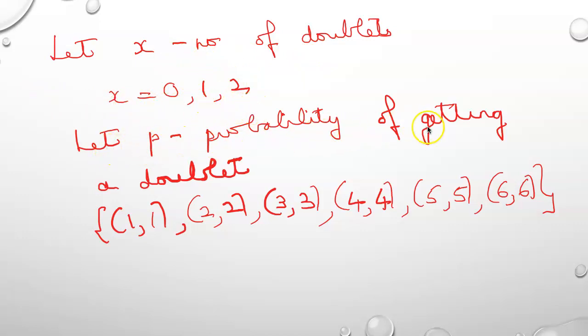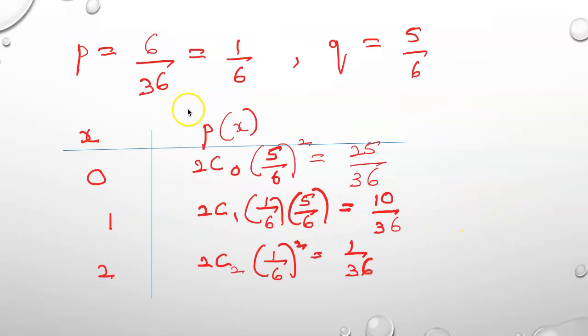Let p be the probability of getting a doublet. Now these are your doublets 1,1, 2,2 up to 6,6. So p is 6 by 36, which is 1 by 6, and q is 5 by 6. So probability of 0 is nC0 p raised to 0 q raised to n. So you get (5 by 6) squared, that is 25 by 36.